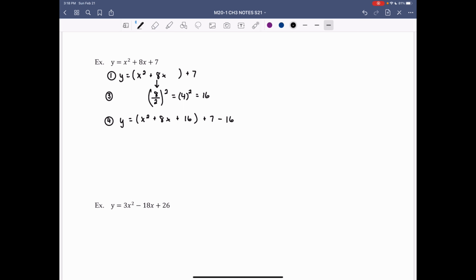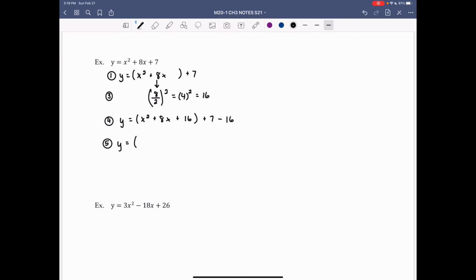Because remember, you can't just add 16 because then you've changed the function. It's not the same function anymore. So we add 16 in the brackets. We subtract 16 outside the brackets, and then we've really added nothing. Now that we've done this process, the trinomial is a perfect square trinomial. We can factor that to a binomial squared.